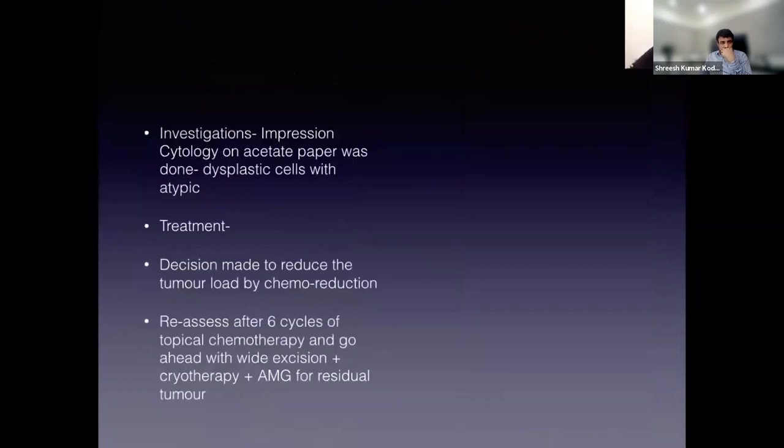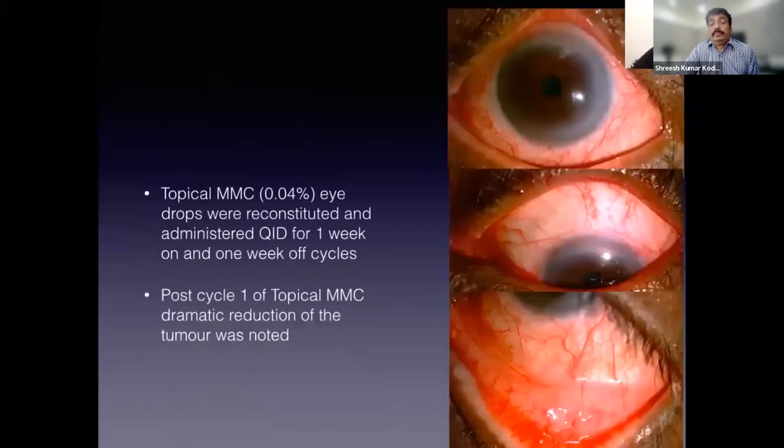However, we did not want to go ahead with the excision because the lesion was quite widespread. Hence, an impression cytology on acetate paper was done and dysplastic cells with ATPR were found. So the decision was made to first reduce the tumor load by chemoreduction and then reassess and probably plan an excision for this patient. The patient was started on topical MMC 0.04%, 1 week on, 1 week off cycles.